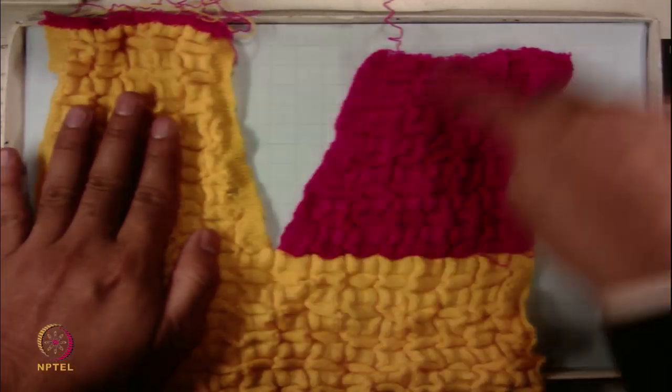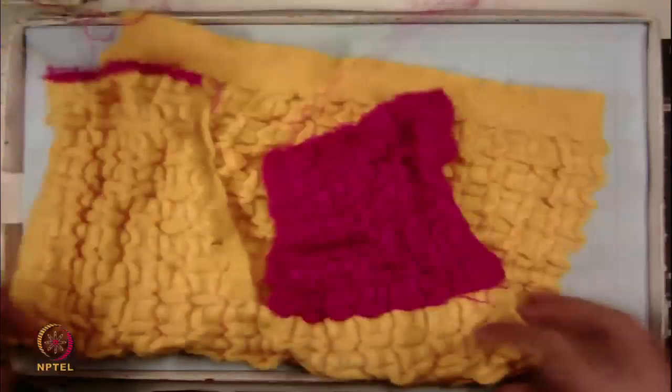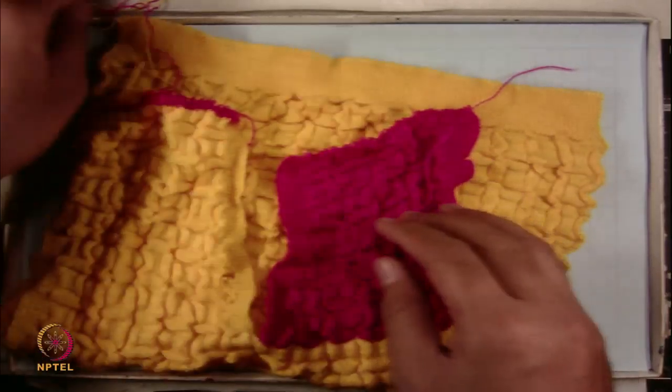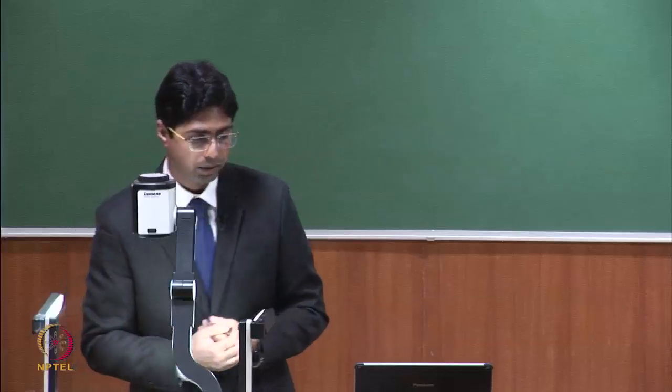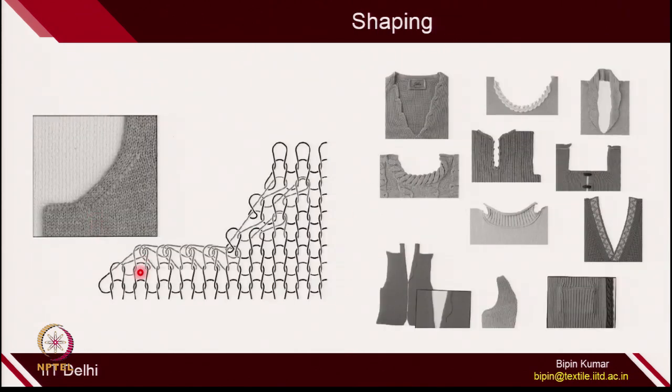Similarly, you can create U type of architectures. It depends again on the imagination of the users or designers to give the respective design effect on the garment. So, this is what is called narrowing and widening. Narrowing and widening, as I just showed you, is very popular in shaping garments.